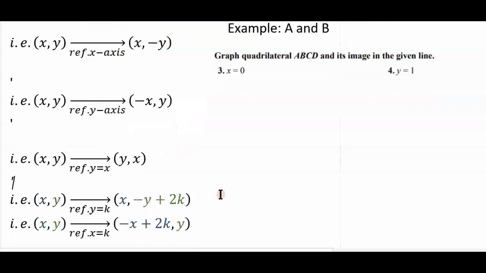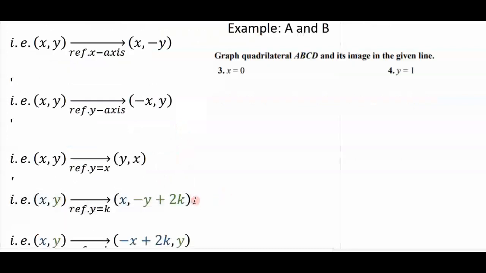Here we go. In our short form, and this is the form I recommend having in your notes: to reflect across the x-axis, I change my y sign. To reflect across the y-axis, I change my x sign. To reflect across y equals x, I exchange y and x. And we'll come back to this last one in a moment.